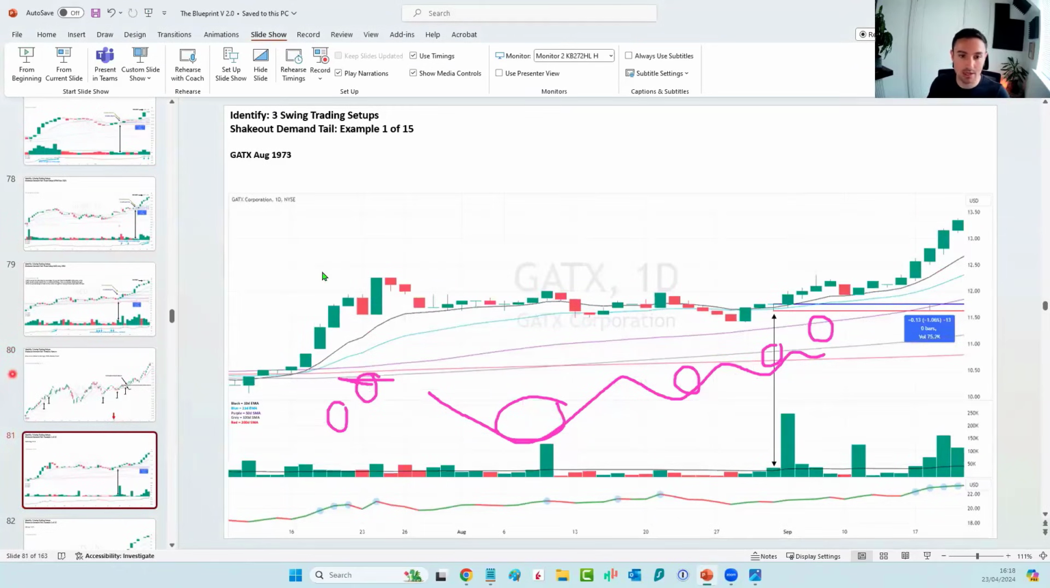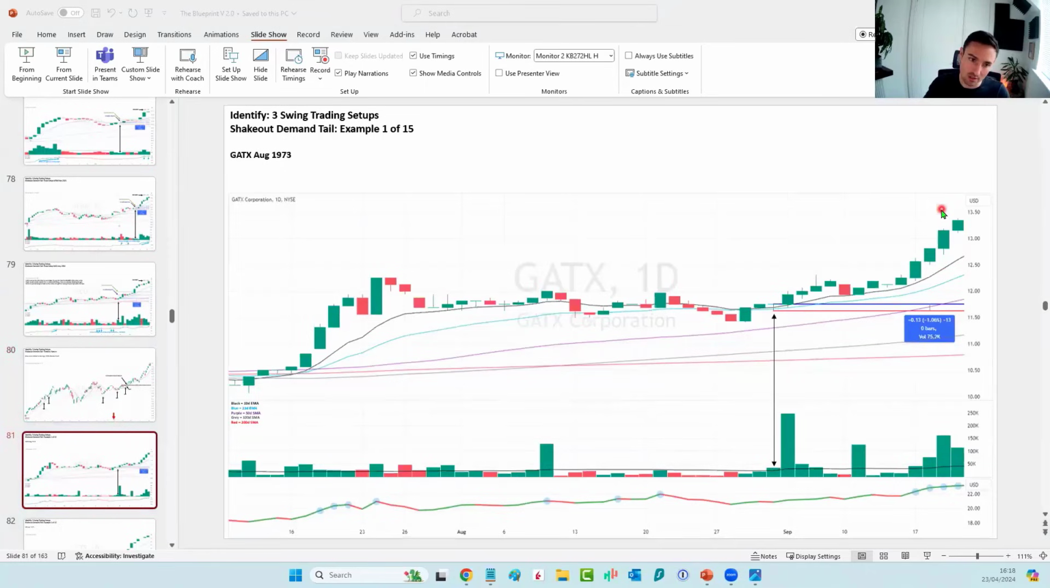So what I'm going to do here is go a little bit quicker through these examples, just so you can dial in the pattern recognition. We're going to go in chronological order. So we've got GATEX here in 1973. Again, I wasn't trading in 1973, but this is the point about studying history and understanding these things are timeless. Nothing has changed. Like the famous book says, nothing new ever happens under the sun, or something like that. Butchered the quote, but you understand what I'm saying, right? So shakeout demand tail on the 10 and 21-day EMA.